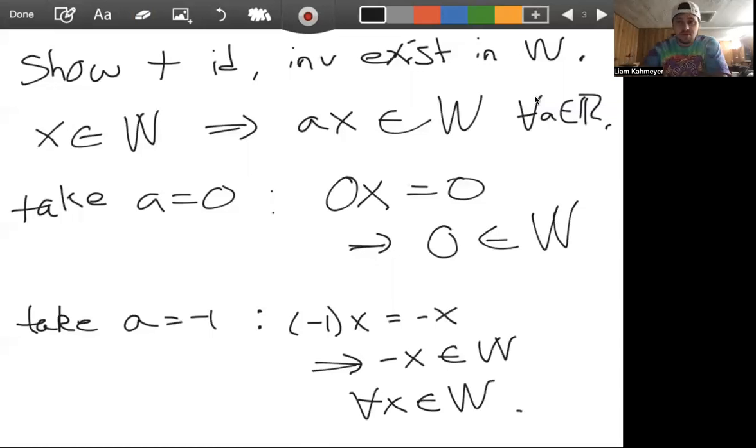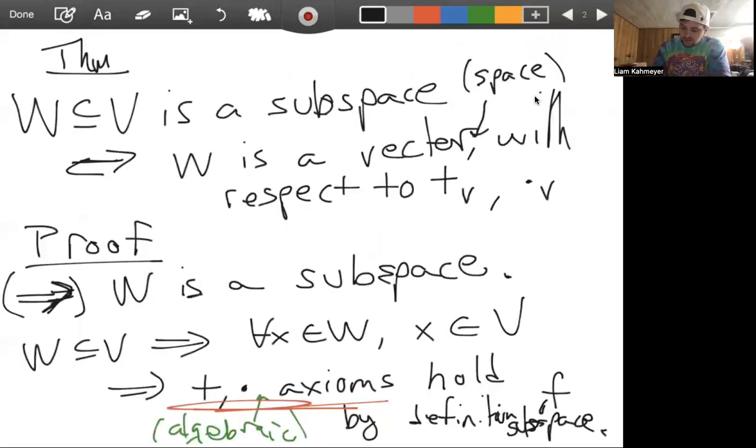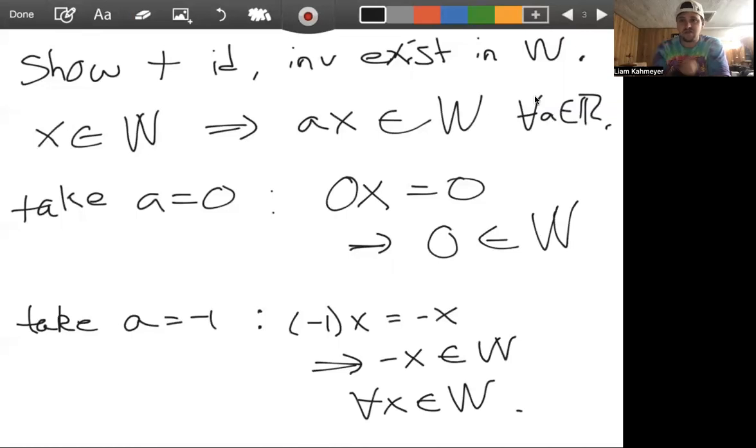And so now this completes a proof that if W is a subspace, then it's necessarily a vector space. Because we've now shown that all the algebraic axioms hold. We've shown the existence of an identity and an inverse. And so this implies that W is a vector space.